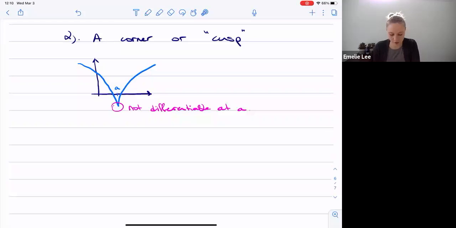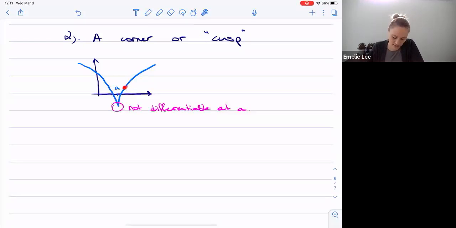The reason being, if you're right at the tip there and you're trying to put a tangent line, there are actually lots of different ways that you could angle this tangent line, and it would still only touch one point, right? And so that's why we can't find the derivative here, because there are lots of different options, and thus there's no one solid option. And so we say it's not differentiable.